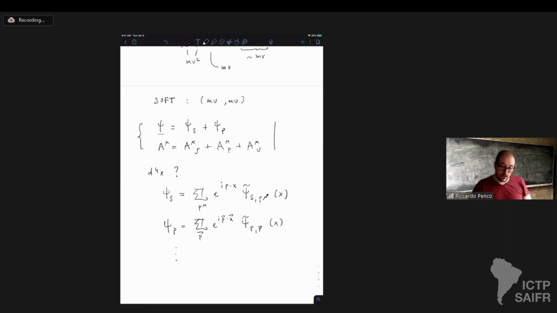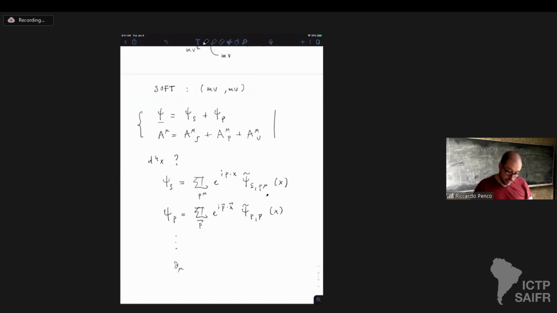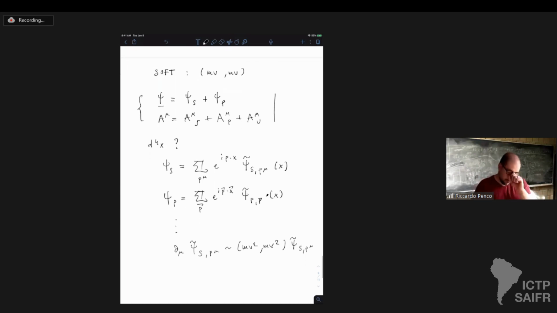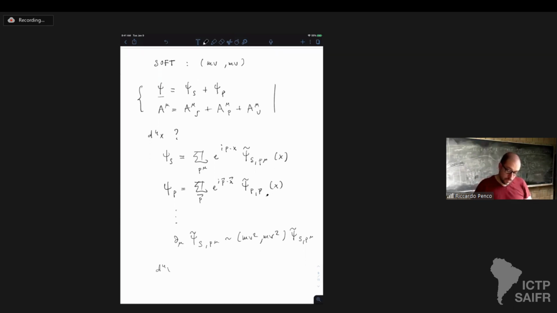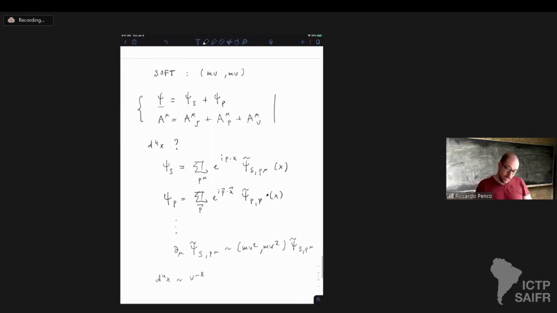Okay. And so when you do that, now derivatives on any field, let me call any field, let's say, for instance, psi tilde p mu, are going to scale like mv squared. And this is true for any fields. So now there is no longer an ambiguity, and you can figure out exactly how d4x scales. Okay, so it's going to scale like v to the minus 8. So this was just to give you a flavor of how a theory that at the very beginning seemed very innocent, when you get down to it and you try to expand it consistently in powers of v, requires quite a lot of work. Okay?